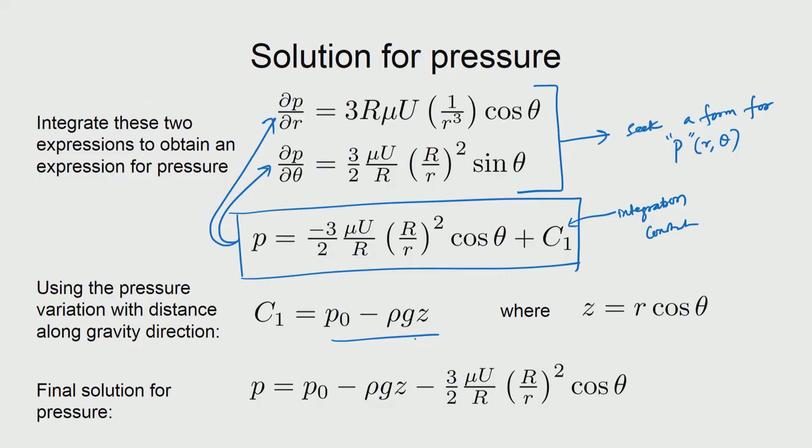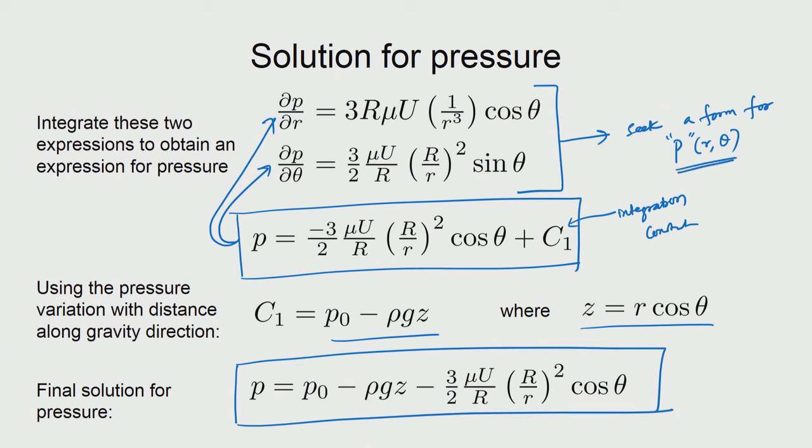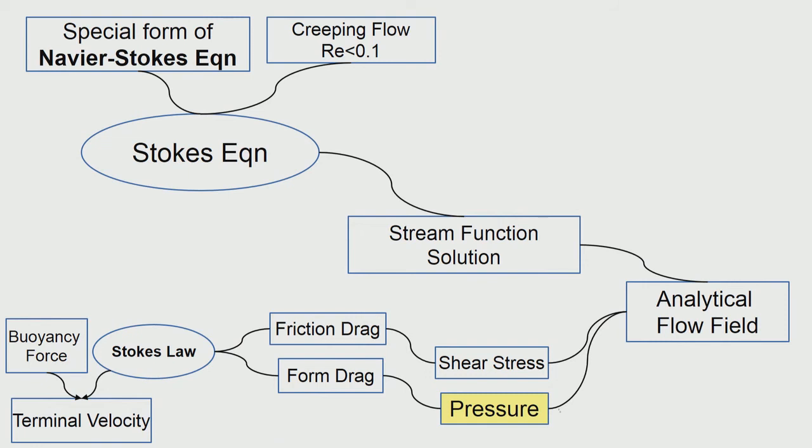P naught is the reference pressure or the atmospheric pressure. You can take, for all practical purposes, P naught to be 0 and then solve the problem. That is not a problem at all. So, in the z direction the distance is r cos theta, and we are using that here, which gives us the pressure as a function of r and theta. So, this is done.